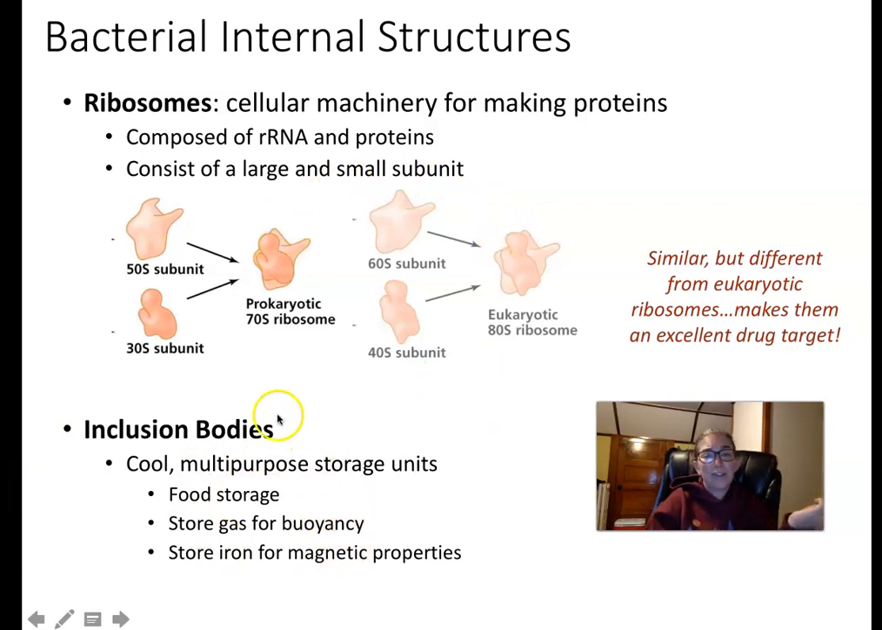Another subcellular structure, which is much more rare, is inclusion bodies, which are little packets maybe surrounded by membranes that some bacteria use to store things, like enzymes, or gas for buoyancy if they're marine bacteria. Some are known to store iron for magnetic purposes. They're basically like little bacterial compasses, and they can sense the magnetic poles of the Earth using their iron storage compartments. So there are a lot of crazy, cool bacteria out there that have cool extra things going on.